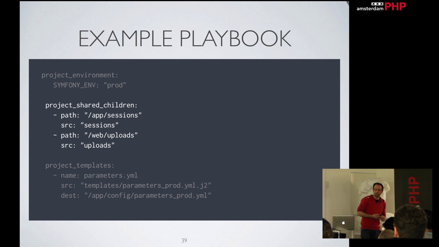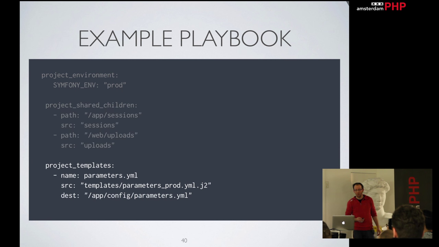Next up, there is the shared children. I told you that's just a list of things from and to. And here you see that list. There's a path for app sessions, and that will go to the shared folder sessions. Same for the uploads. Project templates, well, the configuration file. So this is just the parameters file that you want to copy to the other side, but it's a template, so it has some variables that need to be replaced.